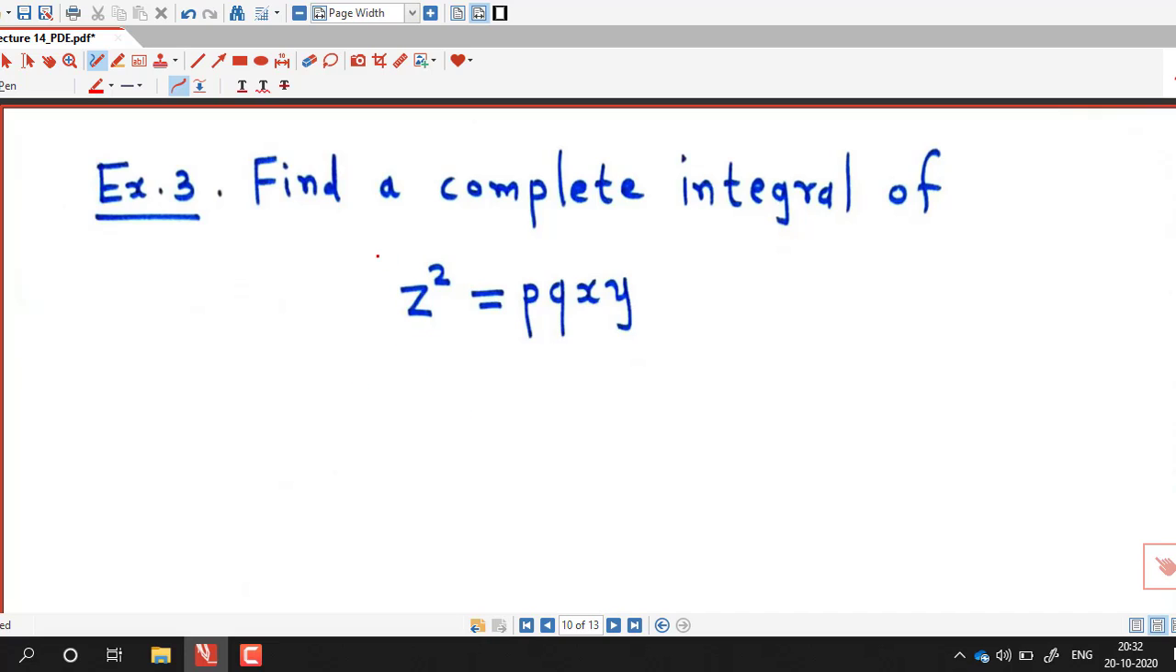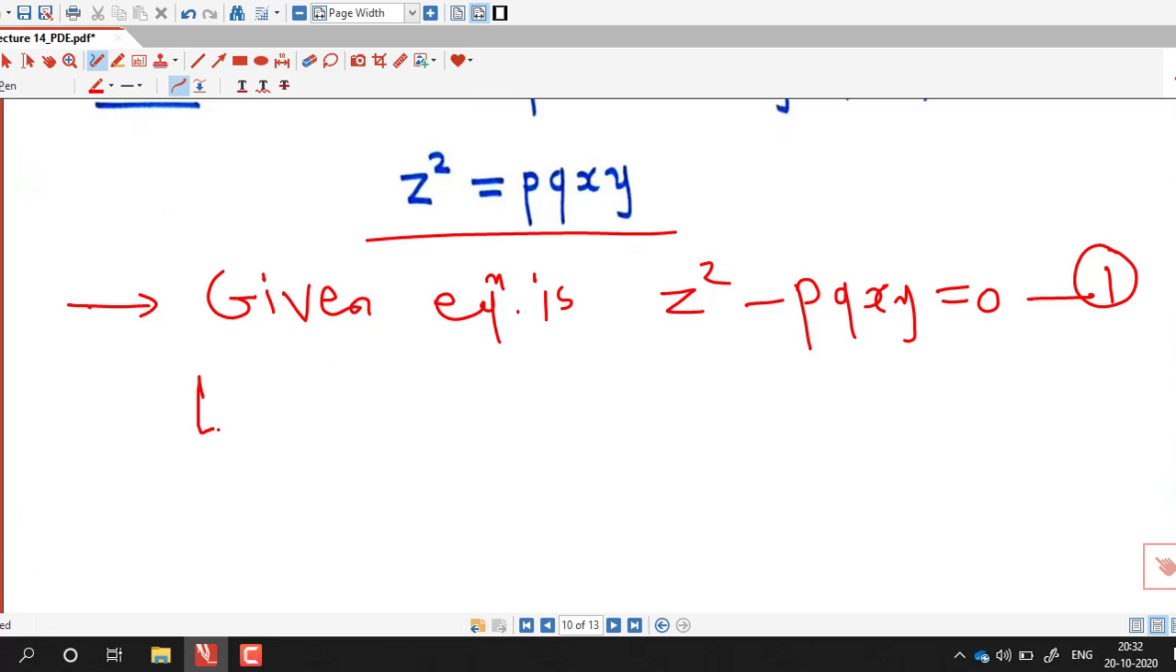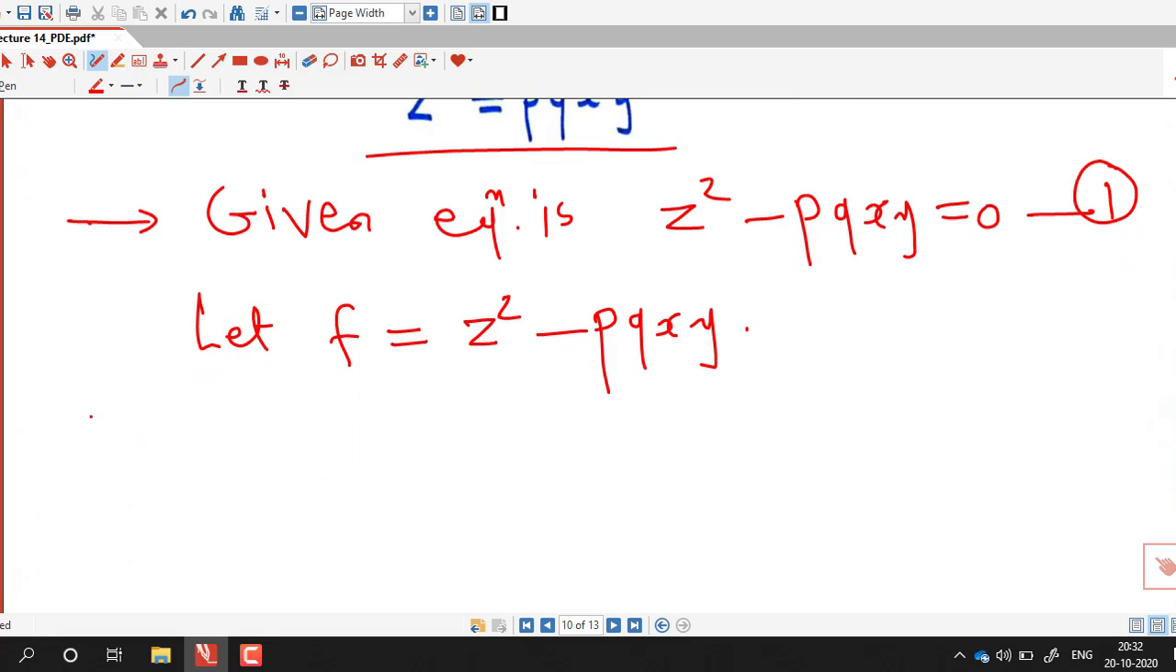Find the complete integral of z square equal to pqxy. So the first step is we rewrite the given equation as z square minus pqxy equal to 0, and we give this number 1. Then we denote this function, the left hand side, z square minus pqxy, by small f.